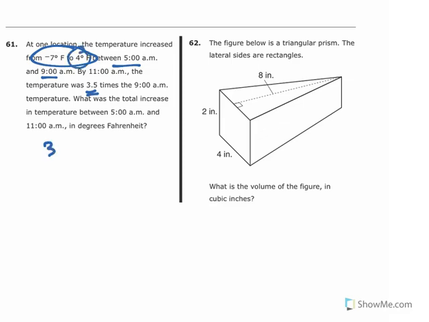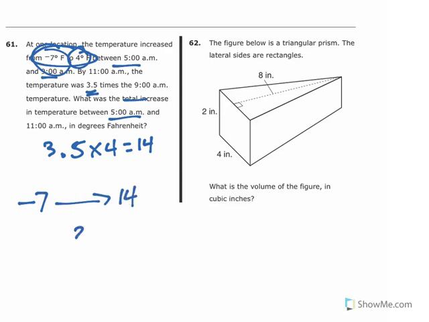All right, so we need to know 3.5 times the temperature when it was 4 degrees. So similar to what we did before, I want 3 groups of 4, which is 12, plus half of 4, which is 2. So the temperature was 14. What was the total increase between 5 a.m., when it was -7, all the way up to when it was 14 degrees, and we should be able to subtract those two. 14 minus -7 should give us positive 21.